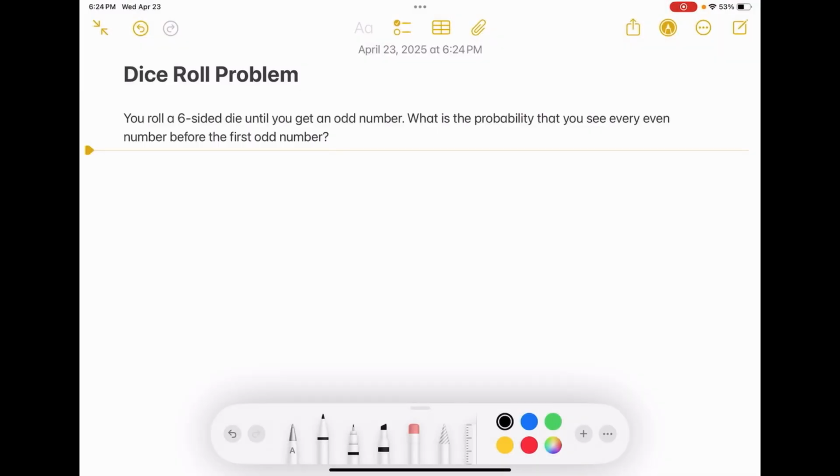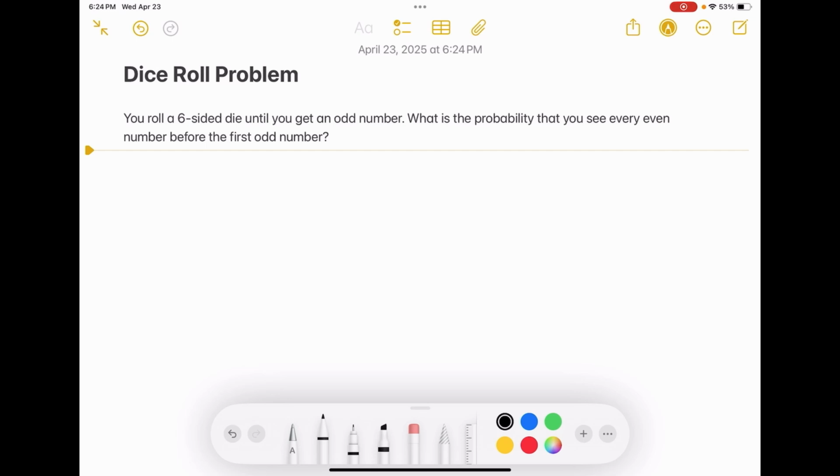Today's interview problem is a pretty standard probability problem. So you're rolling a six-sided dice until you see your first odd number. And what we want to know is what's the probability that you will have seen every even number first. Like I said, it's a standard probability problem, but there is a trick to it. You'll find out. Let's start by restating the problem.